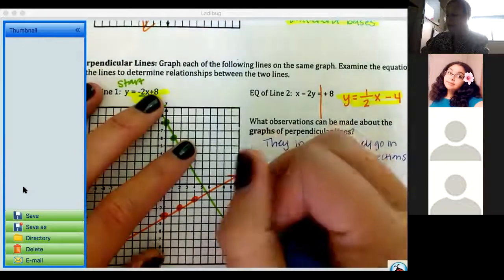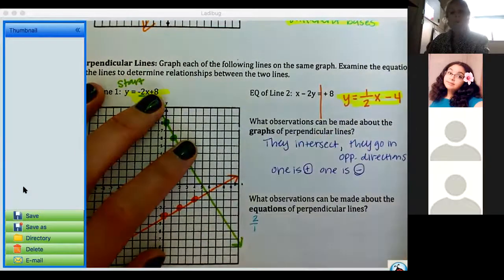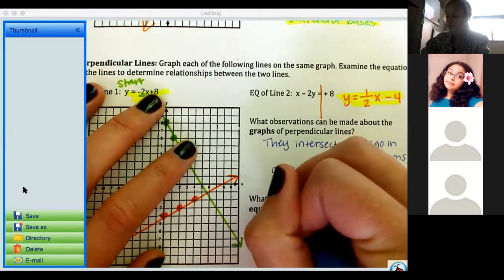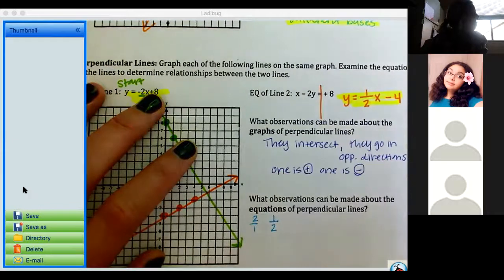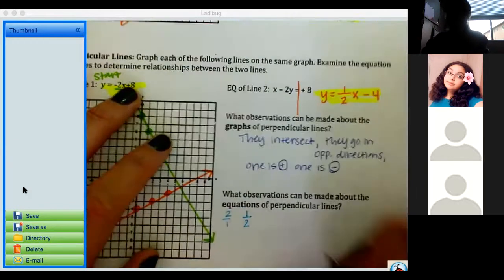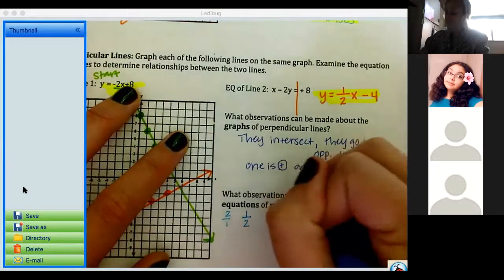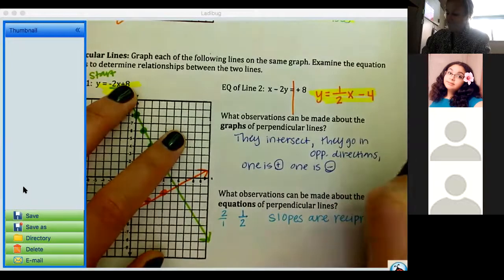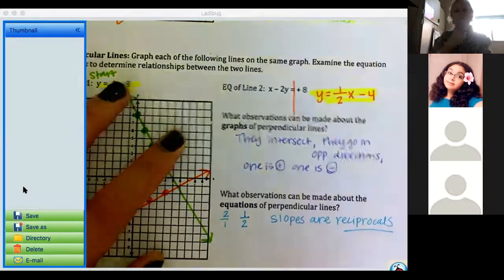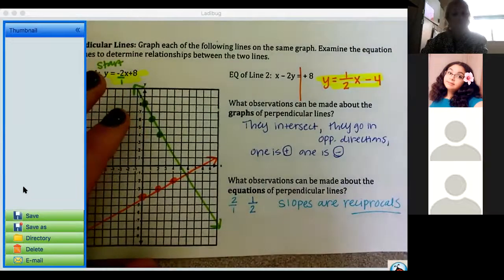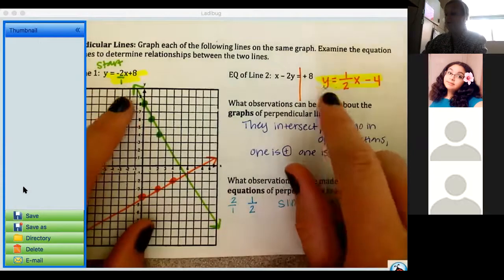But the part that's important is that one of them is 2 over 1. And what's the other one? What's that called? Say it again. Good. Slopes are reciprocals. That is super important for perpendicular lines, and we're going to talk about why in a minute. The slopes are reciprocals.